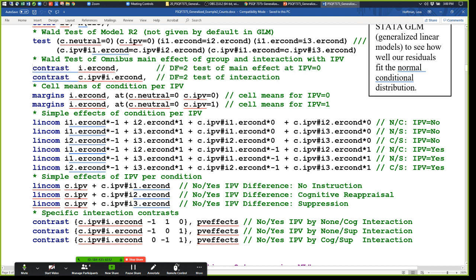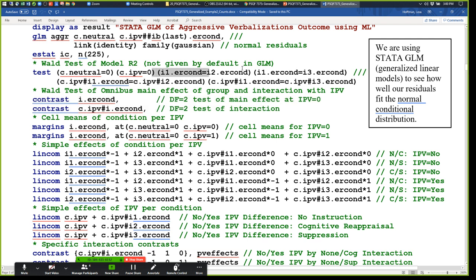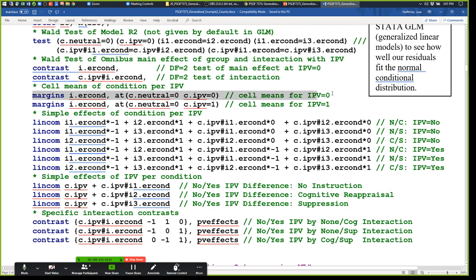So, more stuff that doesn't show up by default. Contrast is how you put the multi-degree of freedom tests back together again. So for instance, these two things together make up the simple main effect of group. It takes two contrasts to get it. That's what this does: it gives you a 2-degree of freedom test of whether those two differences together are significant. Same thing with this interaction term. So contrast does that. That happens by default in SAS, so we don't have to ask for that one. Margins is how we get cell means for each.